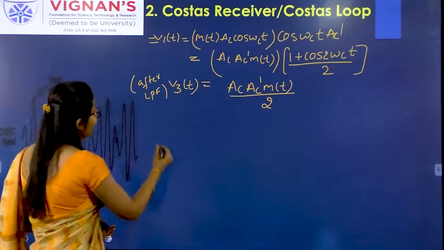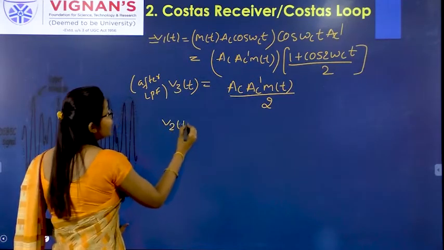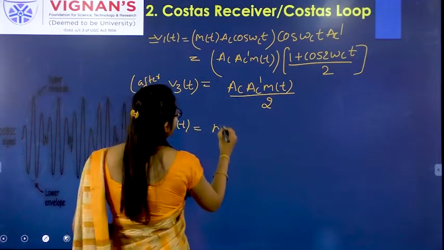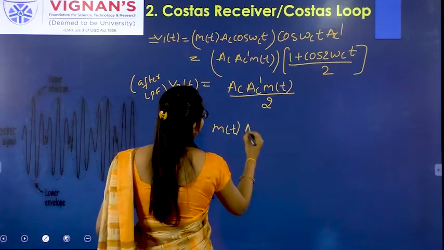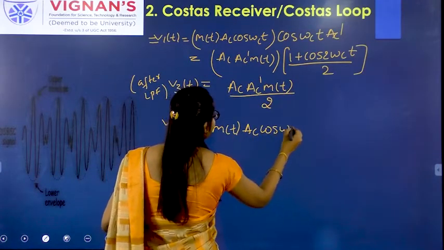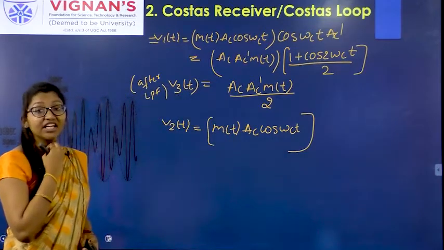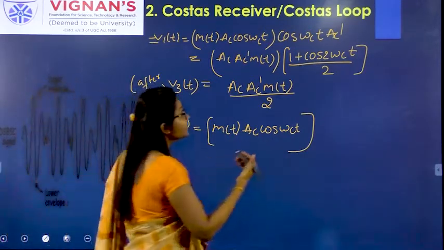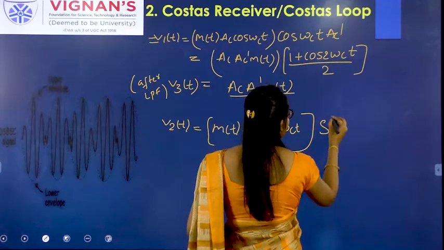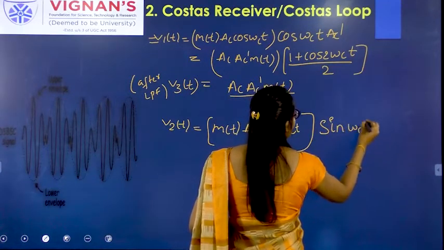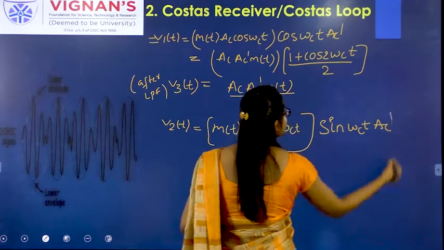And next one, V2 of t. So what does V2 of t consist of? It contains m of t into AC cos omega ct. Here the carrier frequency has shifted 90 degrees. So a 90 degrees phase shift means the cos is converted to sin omega ct into AC dash.